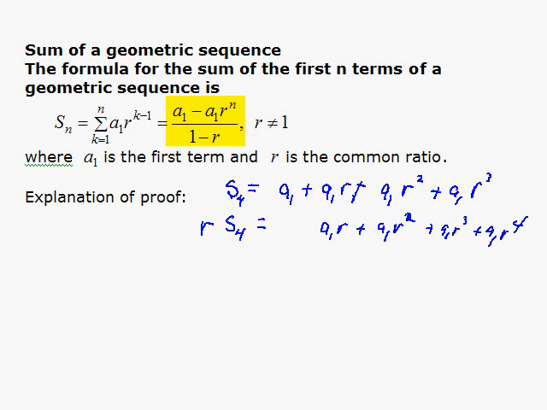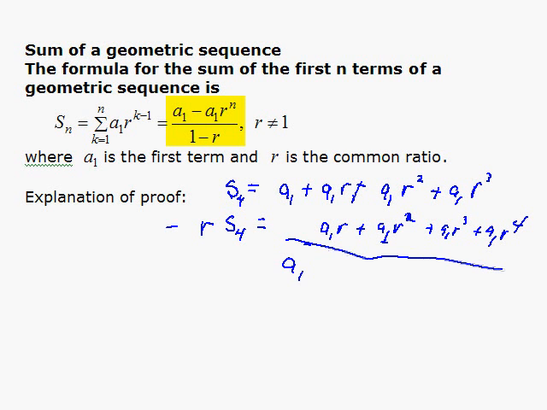If I multiply this by R, A1 times R would give me this term. A1 times R multiplied by R gives me the R squared term. You see they're offset. I just multiplied the whole thing by R. The reason I did this is because now I want to subtract. So I'm going to subtract these two rows.